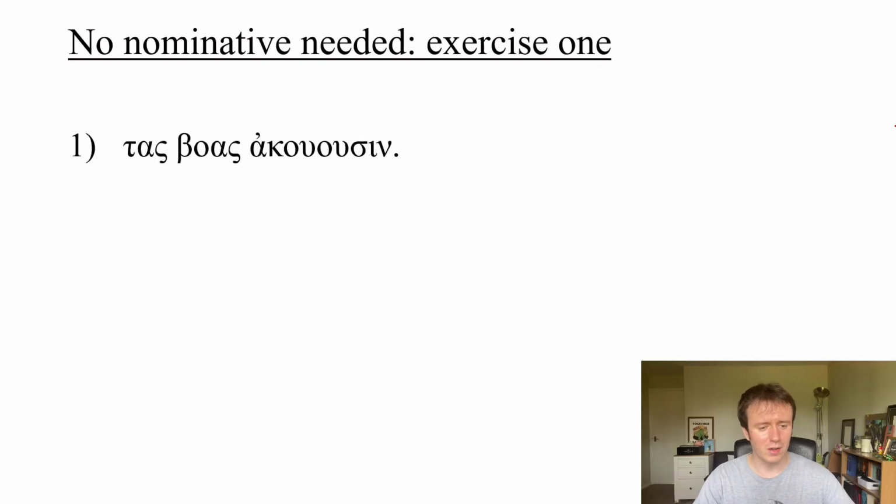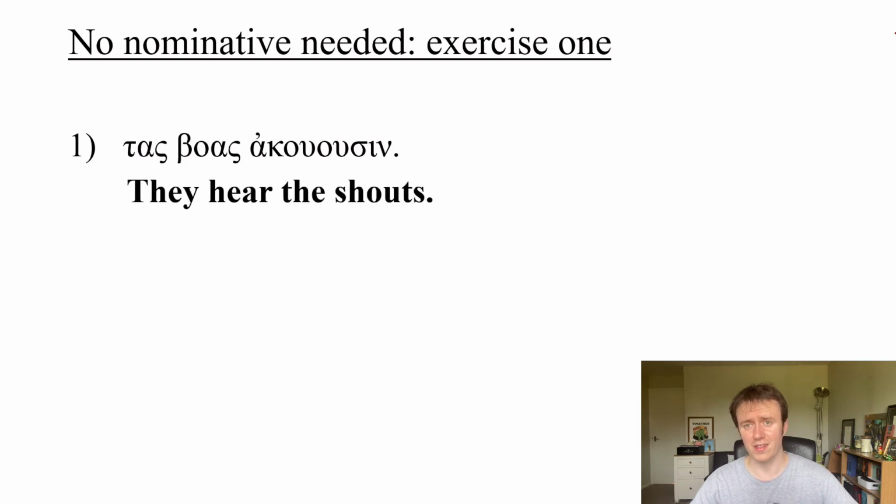Okay, let's begin by looking at this first sentence, which was tas boas akousin. This should have been translated as they hear the shouts, or they are hearing the shouts, or they listen to the shouts, or they are listening to the shouts. We knew that it meant this because akouo is the verb to hear, or to listen to, but here it ends in ousin, which lets us know that they are doing the action.